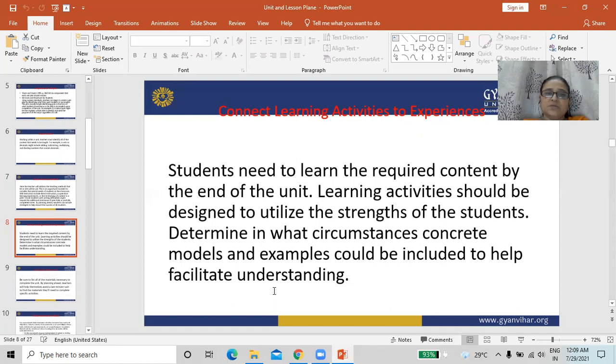Fourth step is connect learning activities and experiences. Students need to learn the required content by the end of the unit. Learning activities should be designed to utilize the strength of the student. Determine in what circumstances concrete models and example could be included to help facilitate understanding.